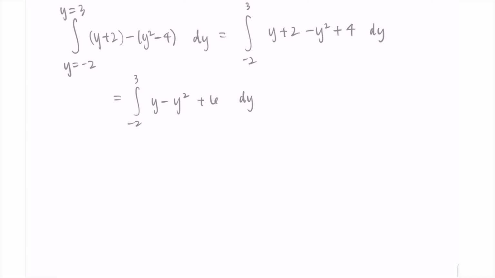Okay, we can actually integrate this just straight away. This is multiple power rules. So I have 1/2 y squared, that comes from the y. Then I have minus 1/3 y cubed, that comes from the y squared. And then I'll have plus 6y from the 6. And this is evaluated from -2 to 3.